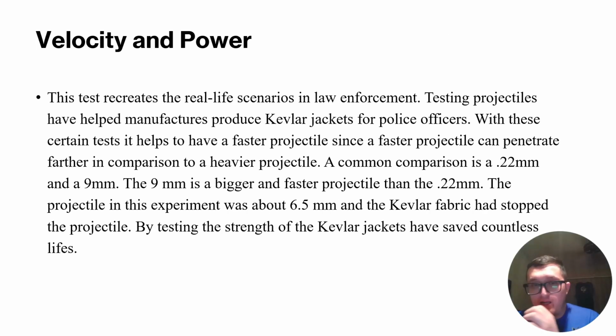So, like I previously stated, the velocity and power is the most important thing of this experiment. An example is a 9 millimeter compared to a 22 millimeter. A 22 millimeter is not going to have the same speed or the same power as a 9 millimeter. The 9 millimeter, yes, is a heavier grain, heavier caliber, but it's also a faster caliber. And the way to penetrate something hard like Kevlar or concrete is you don't need power, you need speed.